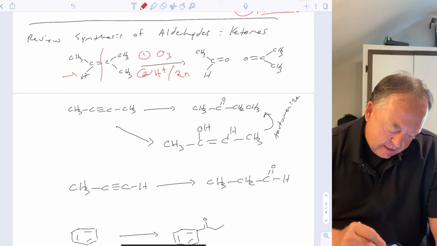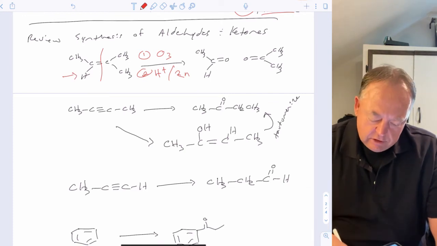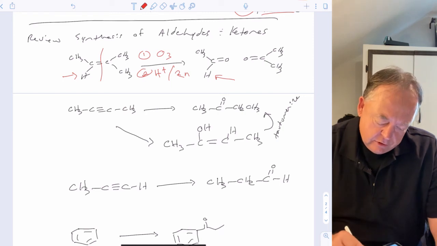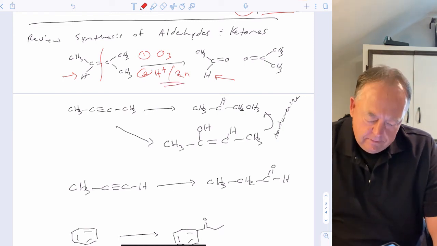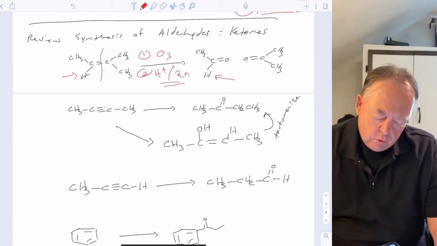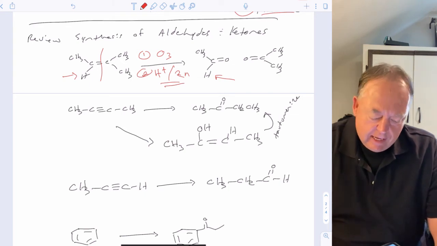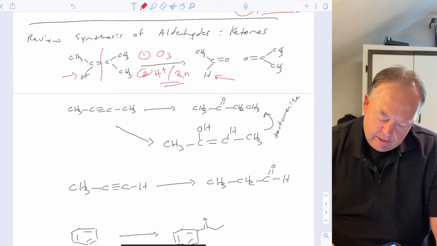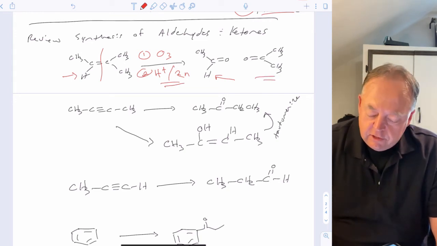And if the alkene has a hydrogen on it, if you want to stop it at the aldehyde and not oxidize to the carboxylic acid, then you have to use the reductive workup. So H2O2 would take that to a carboxylic acid, H plus and zinc would stop that at an aldehyde. And the other side, since it's got 2 carbons on the double bond carbon, it's going to go to a ketone.